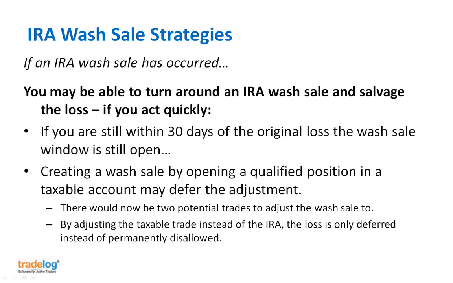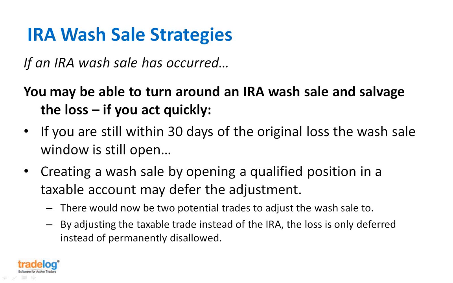But let's say that you do have an IRA wash sale that occurs in your account. There's also a strategy that can allow you to possibly salvage that loss, but it is time sensitive. Let's say I have a loss that occurred today, and I also acquired shares within 30 days in my IRA account, and so I have an IRA wash sale. Can I turn that around? Can I somehow create a situation where I can now defer that loss?